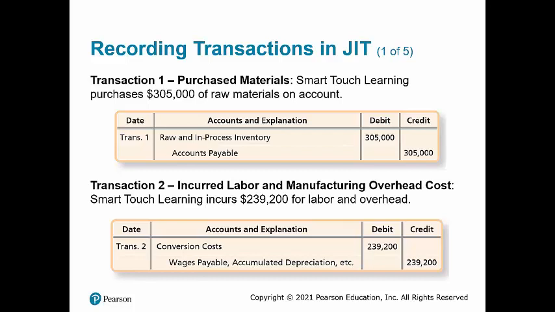In transaction 2, we are going to record the labor and manufacturing cost. Smart Touch Learning incurred $239,200 for labor and overhead, so we would debit conversion cost and credit various accounts for $239,200.